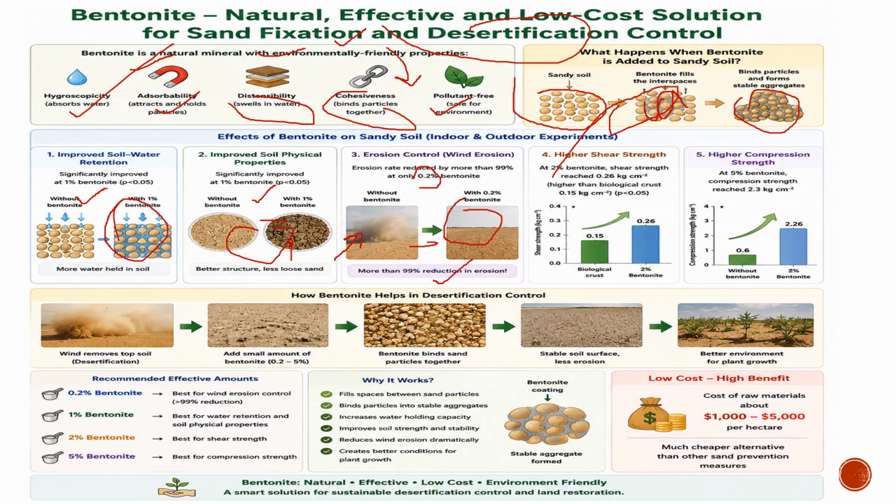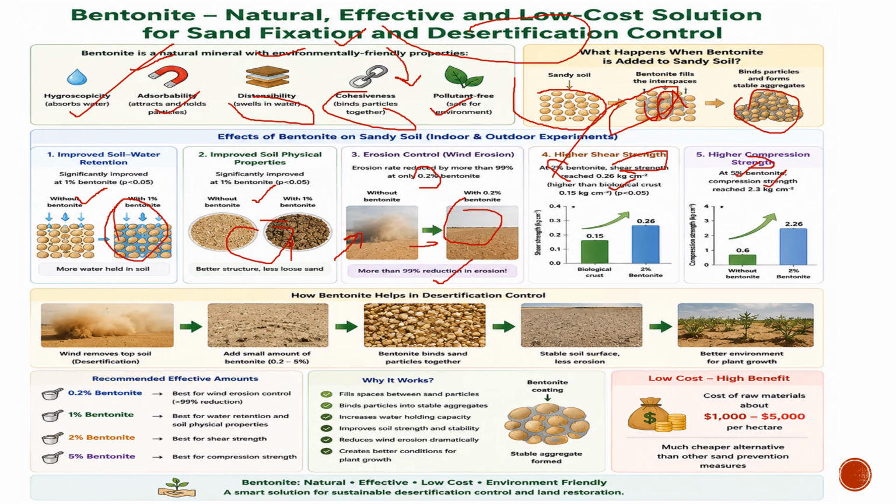And if you go for 2% bentonite, it forms shear strength, meaning the energy or pressure required to slide particles past each other, and it is higher than a biological crust. If you go for compression strength, at 5% it forms compression strength, meaning the pressure you have to apply to rupture it. So after applying bentonite, it is more stable and requires higher strength to break the bonds.